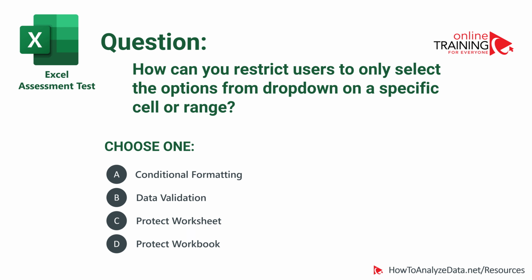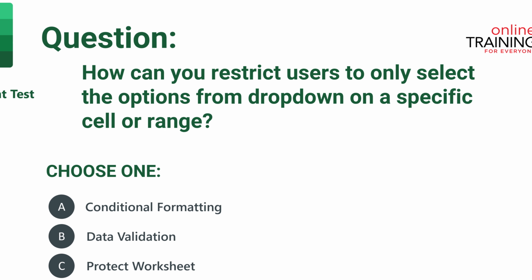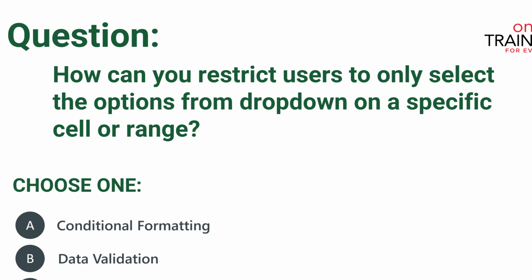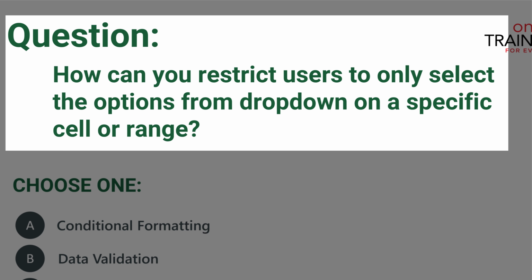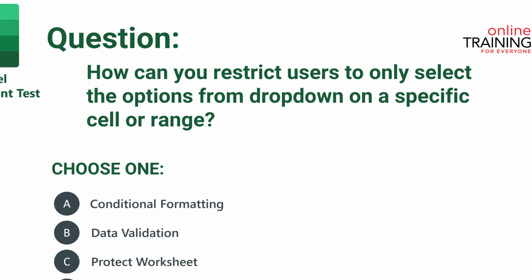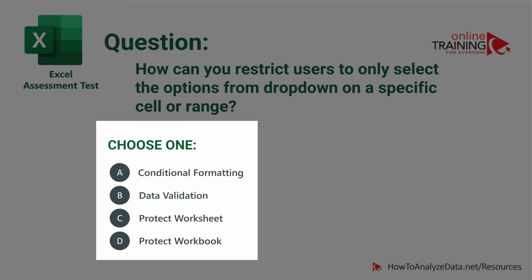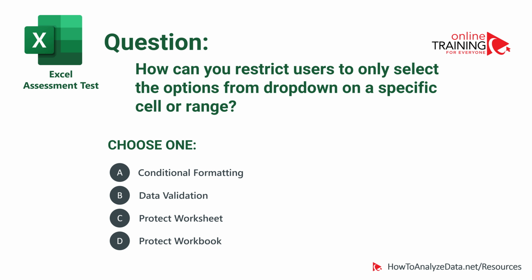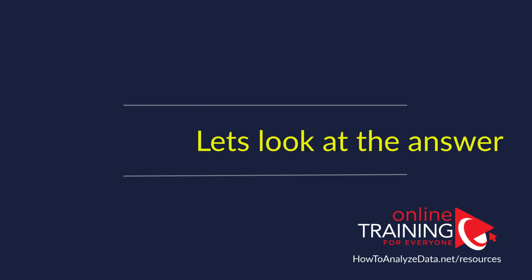Here's an Excel test question to help better understand your knowledge of the user entries. How can you restrict users to only select the options from a drop-down on a specific cell or range? And then there are four choices: conditional formatting, data validation, protect worksheet, protect workbook. Which one do you think is the right one?